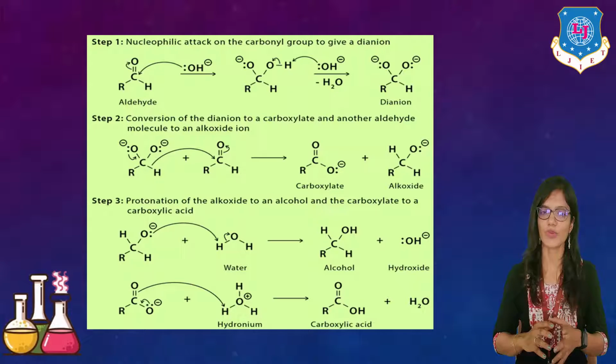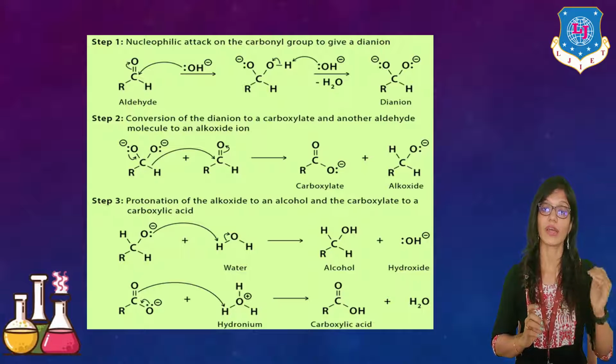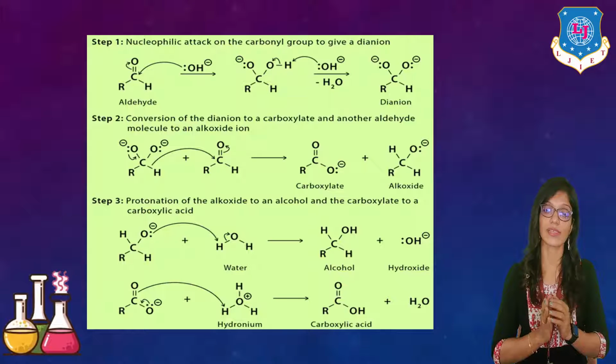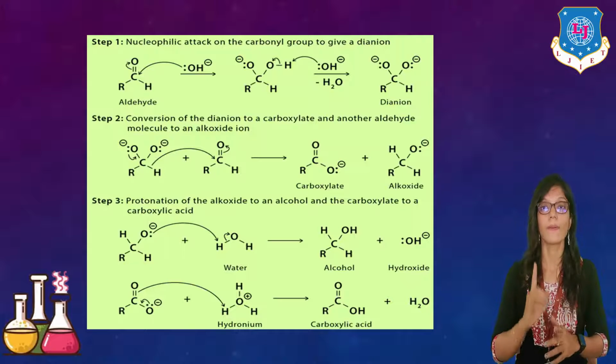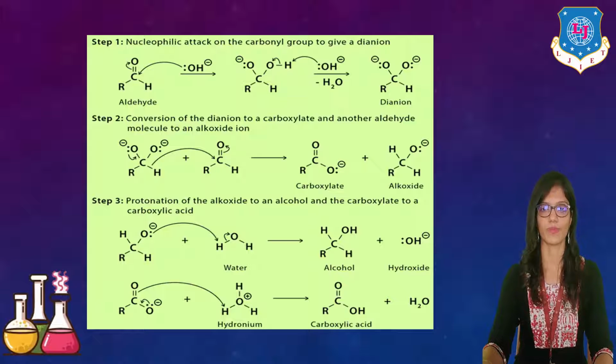Now in step number 3, protonation of the alkoxide gives an alcohol and the carboxylate gives a carboxylic acid. So what will happen here? The alkoxide reacts with water and forms the alcohol, plus one hydroxide ion is removed. Now when we have our carboxylate ion, one H will be added to it and it will convert itself into carboxylic acid, plus H2O is removed.